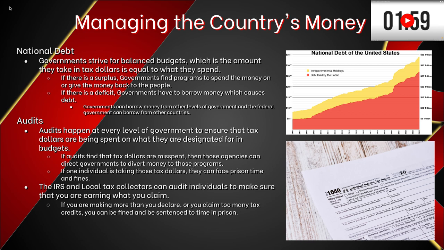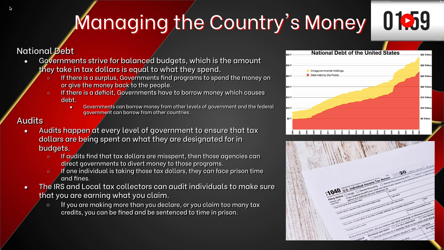And then audits are not just for different levels of government or for large corporations. They're also for individuals as well. So if you are truthful and honest on your tax forms, you literally have no worry about being audited by the IRS or any state or local tax agency. But if you are lying on your tax records, for instance, if you have your own business and you actually have to pay taxes at the end of every year, and you claim that you're not making as much as you actually made, that's defrauding the federal government.